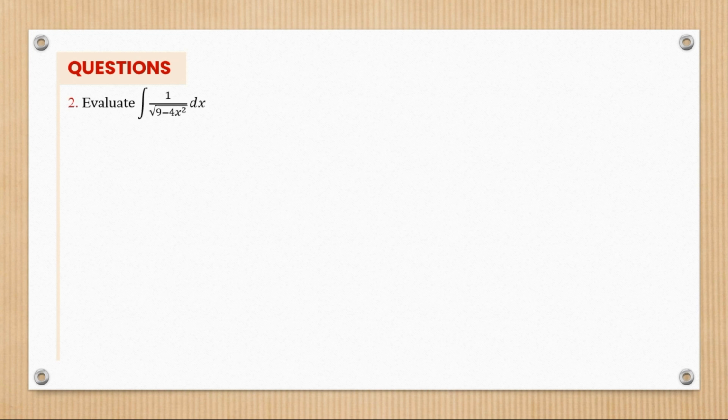Alright, so let's look at a question. This is question number 2. We're being told to find the integral of 1 over the root of 9 minus 4x squared dx. So how do we solve this?